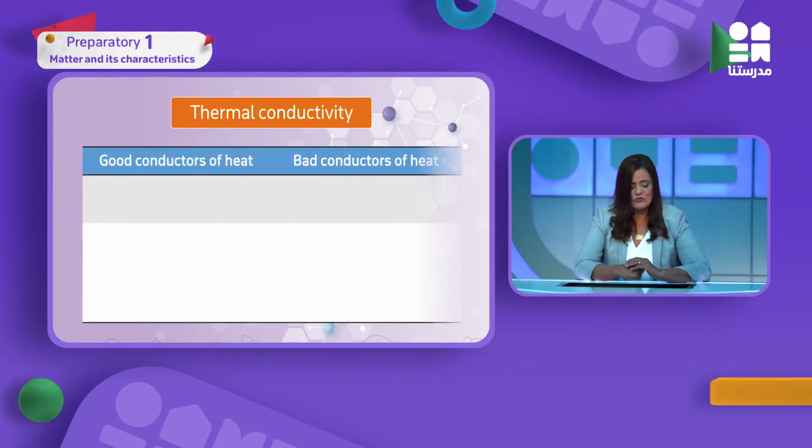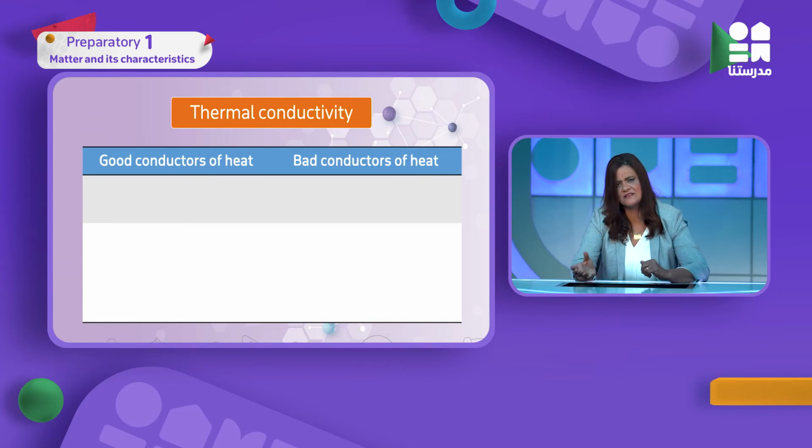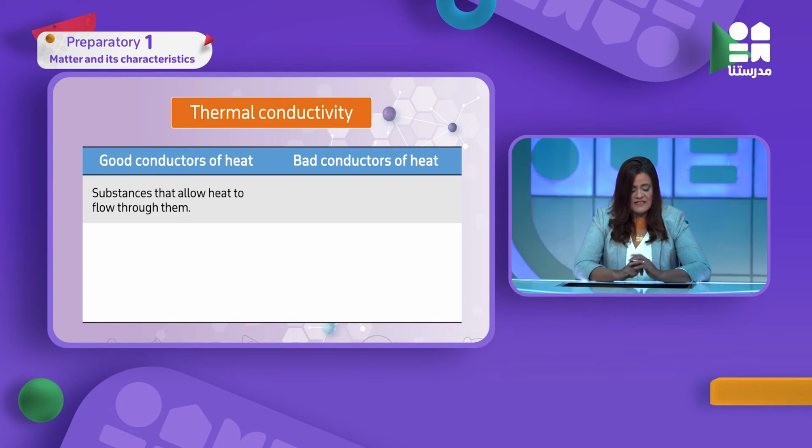Good conductor of heat, bad conductor of heat. Some substances are good conductors of heat and other substances are bad conductors of heat. Like what? Metals. A substance that allows heat to pass through it, we call it a good conductor. And a substance that doesn't allow heat to pass through it, we call it a bad conductor. Example what? Iron, copper, aluminium.